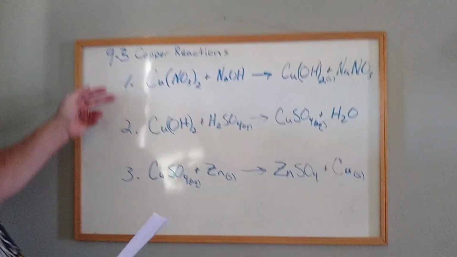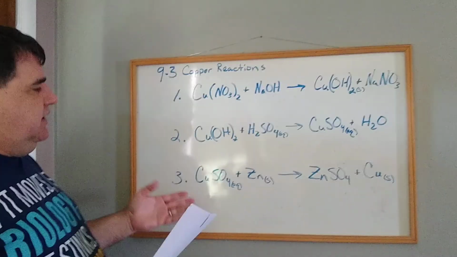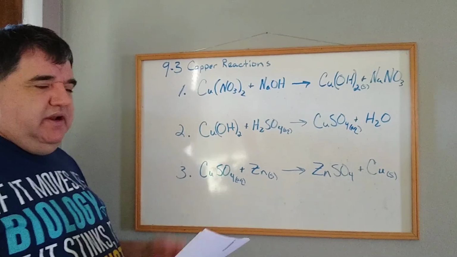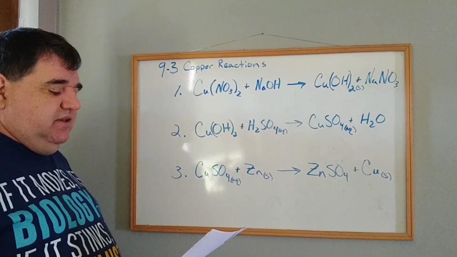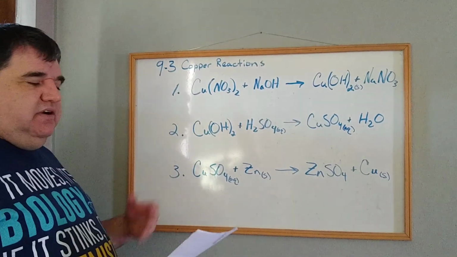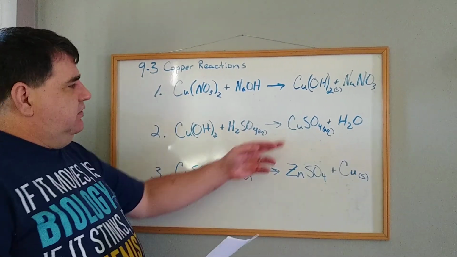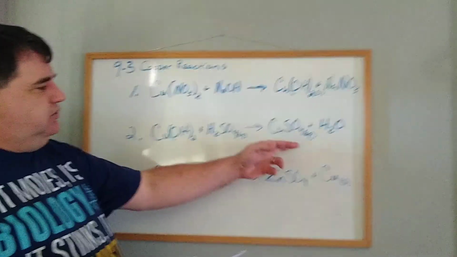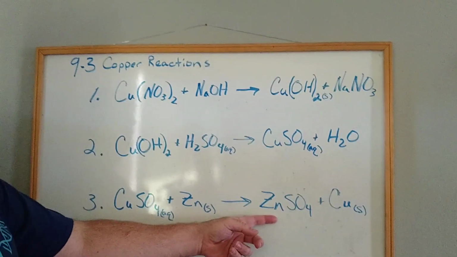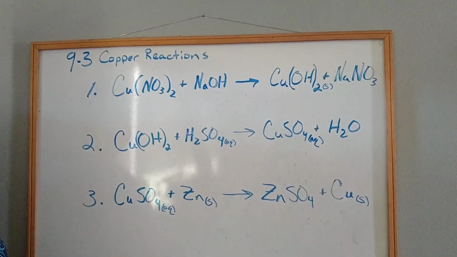So these are your 3 equations. Again, make sure you double check your formulas are right. I know that on the tests that I've got back, it's your formulas that are getting you in trouble when you go to try to balance them. So always check. We know this is copper 2. We know sulfate is a 2 minus. Zinc is always a 2 plus. Sulfate's a 2 minus.